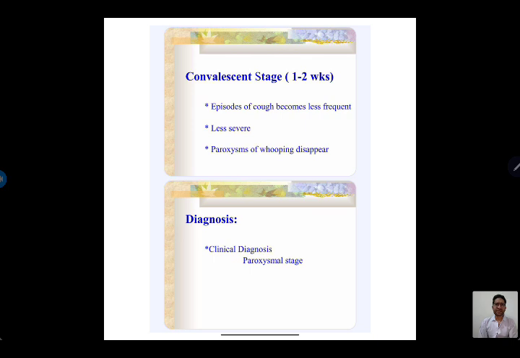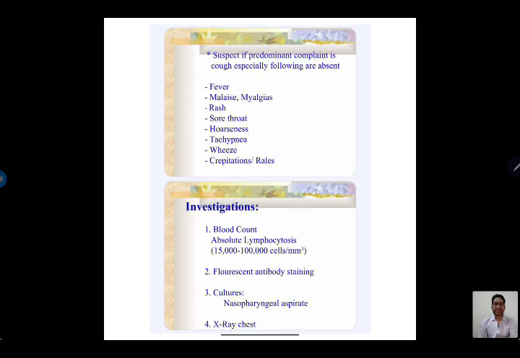Convalescent stage is 1 to 2 weeks. Episodes of cough become less frequent and less severe. Paroxysms of whooping disappear. Diagnosis is clinical, in the paroxysmal stage. Suspect it if the predominant complaint is cough, especially with little or no fever, malaise, myalgia, rash, sore throat, hoarseness, tachypnea, wheezing or crepitations.